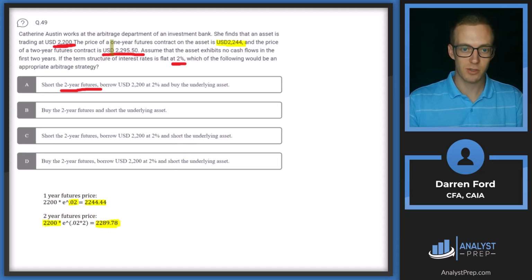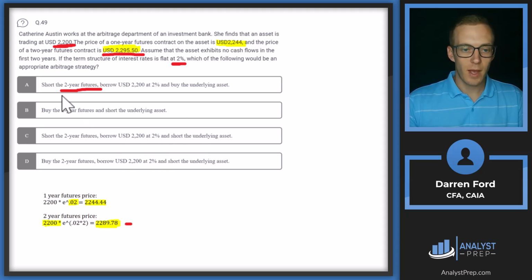So we can see there's a price discrepancy there of about $6 per contract. Essentially, our model says the contract is only worth $22.89, but it's actually trading for $22.95. So we're going to want to short this futures contract and then be long the underlying.